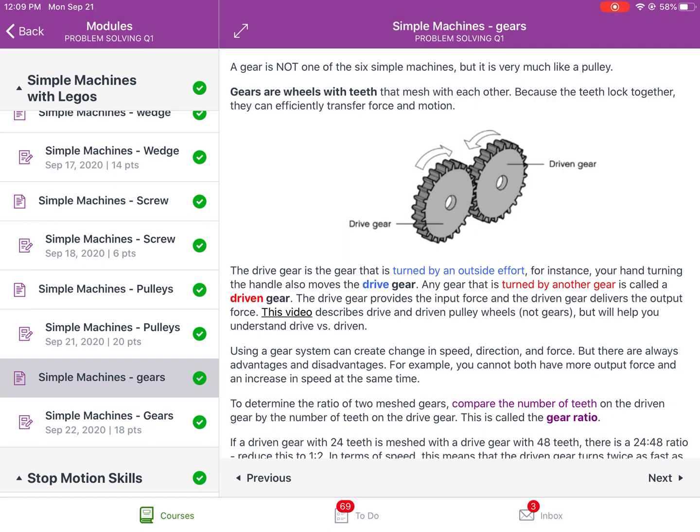So you still have a drive and a driven. The drive is the gear that is turned by the outside effort, right? So you're turning the handle, you're applying effort. The gear that's being turned by another gear is the driven, so that's still the same. So you still need to understand the concept of drive and driven.